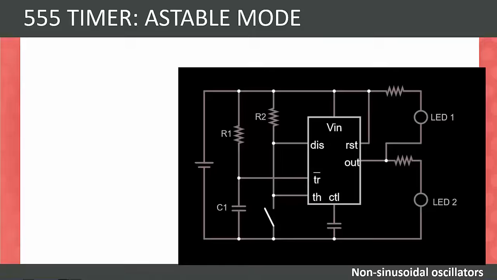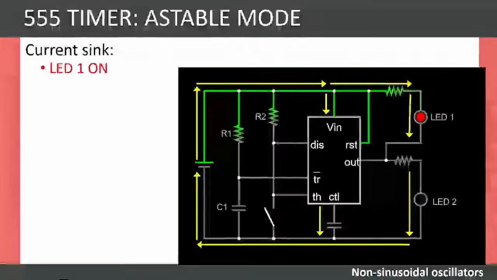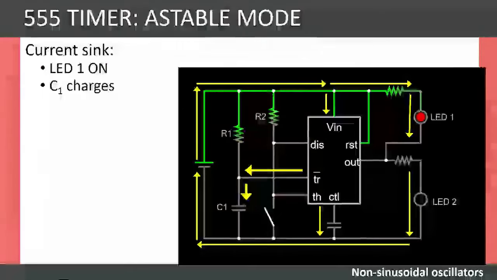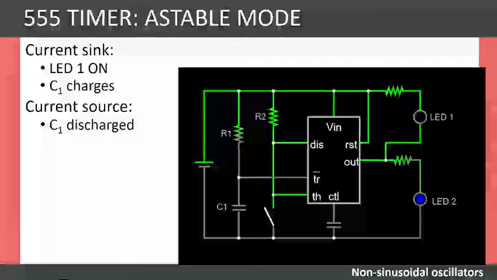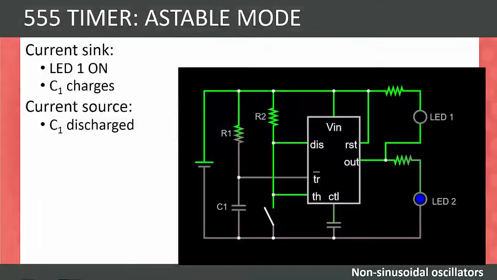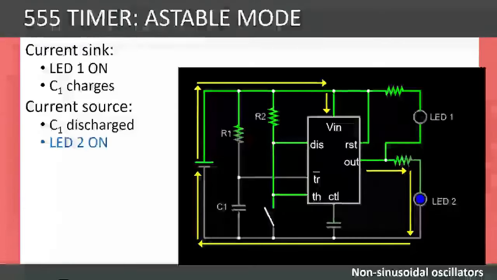A 555 timer in ASTABLE mode will flip constantly between states. When the chip is sinking current, the LED 1 will light up. The capacitor will charge in this state. Once the capacitor is full, it will discharge and trigger the 555 timer to start timing again. The chip will source current and LED 2 will turn on.